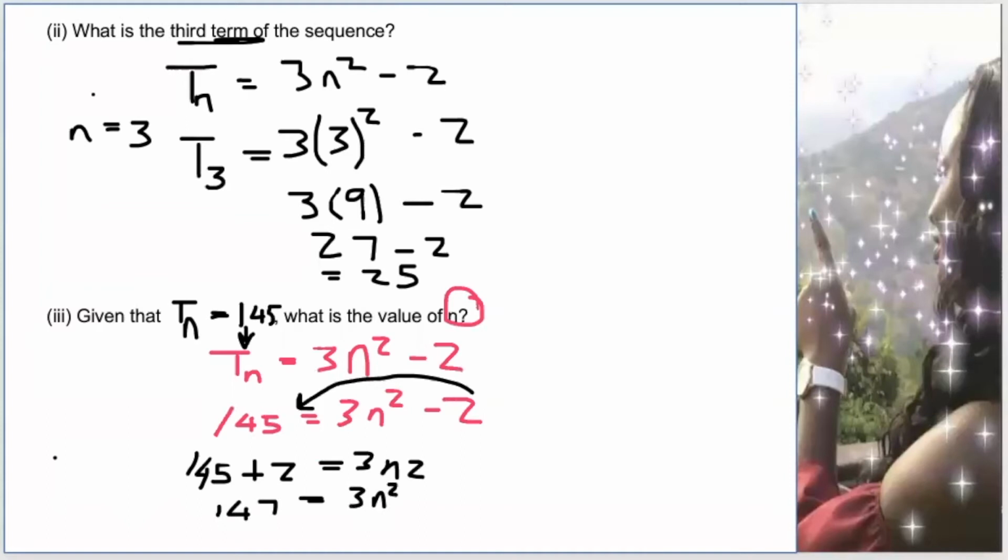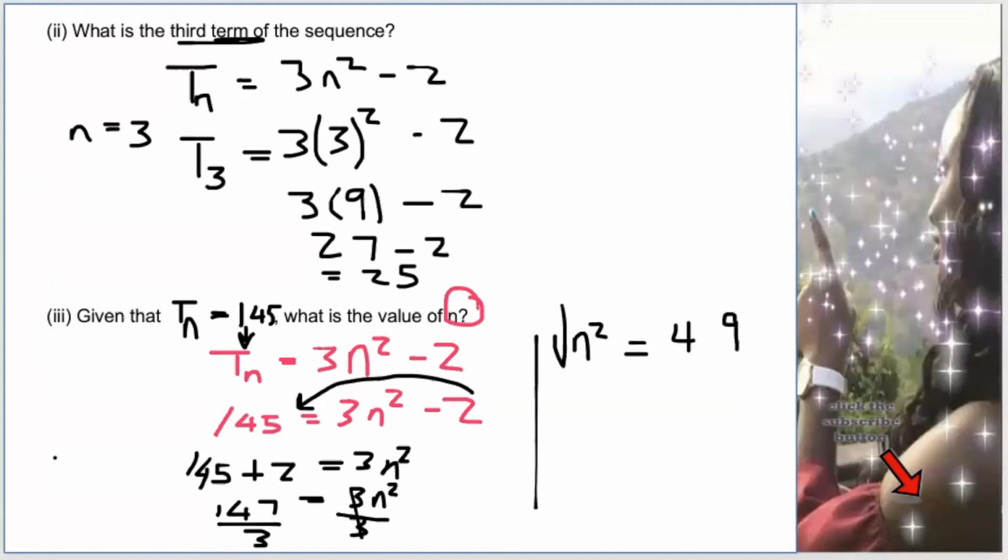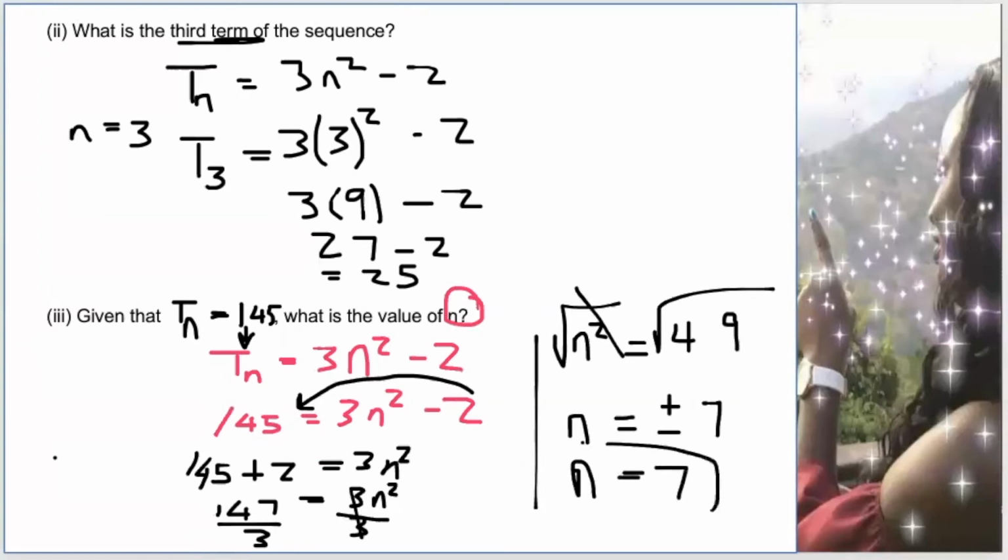3n squared. Let me just rewrite this so it looks like a square. Now I'm going to divide both sides by 3. So this cancels. So let me go ahead and write n squared is equal to, dividing 147 by 3, I'm left with 49. To get rid of the square, I square root both sides. This cancels. So n is equal to plus or minus 7. Now, n cannot be negative because you're counting. You cannot say you have a negative 7 term. You have a positive 7 term. So that means n is equal to positive 7.